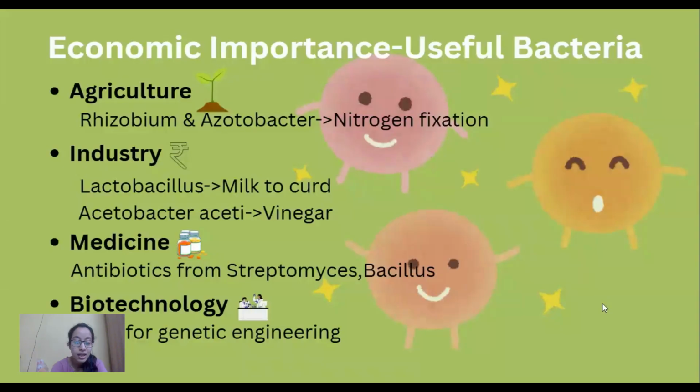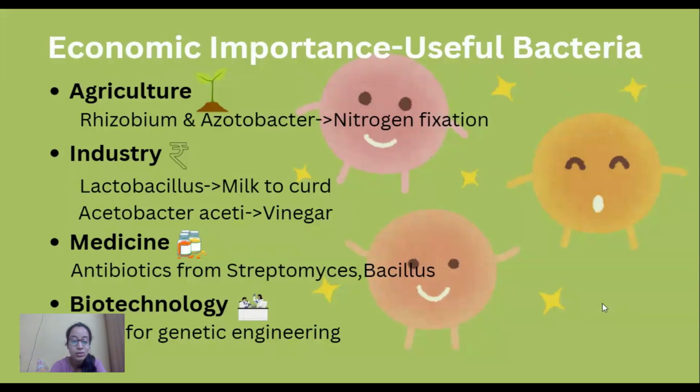Rhizobium lives in legume root nodules and fixes nitrogen, whereas Azotobacter does the same but lives freely in the soil. In industry, Lactobacillus, we are very friendly with this term, converts milk to curd. Acetobacter aceti makes vinegar from alcohol. In medicine, most antibiotics come from bacteria.